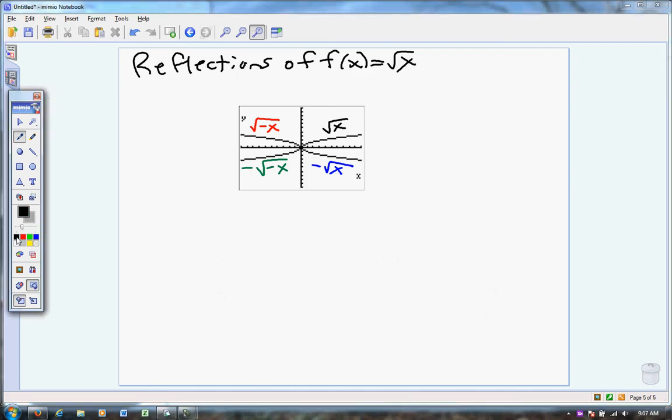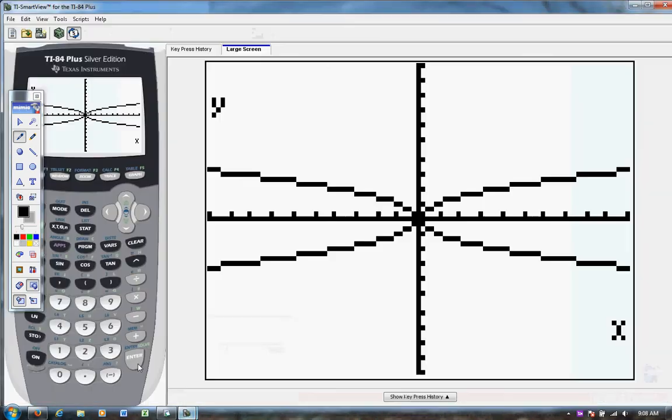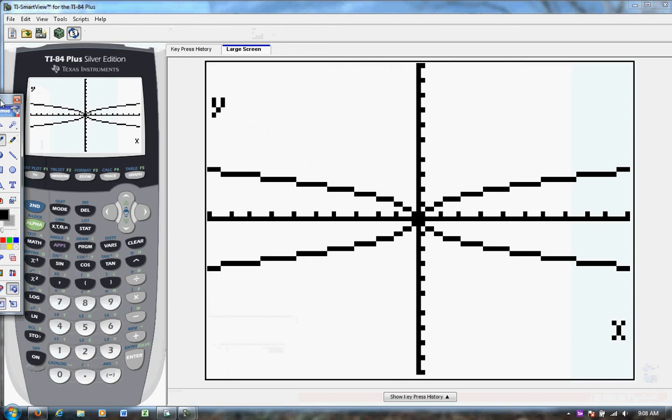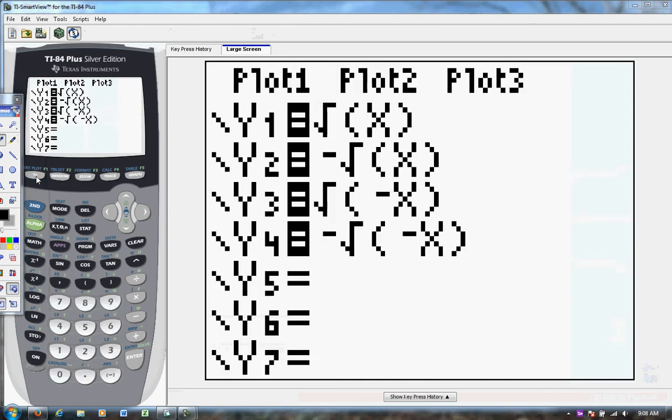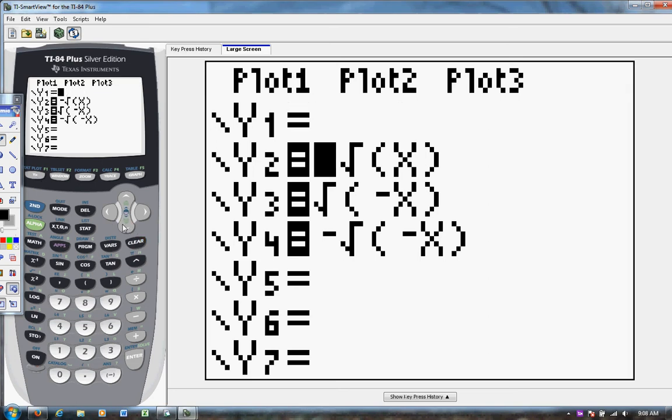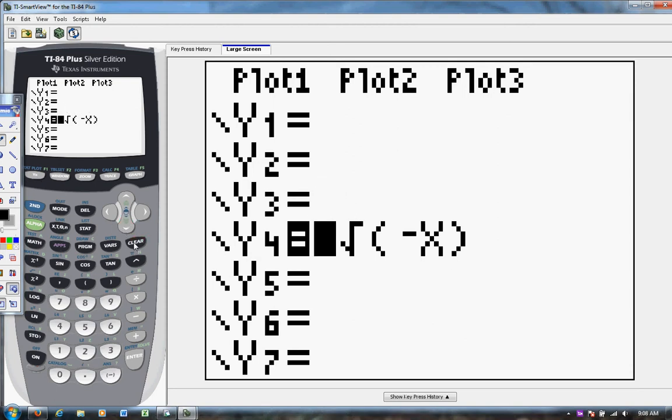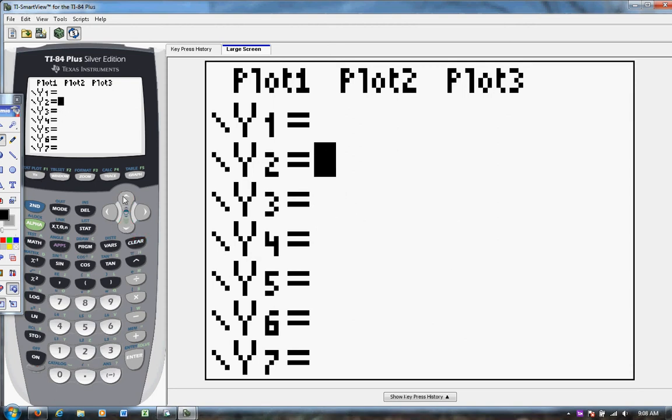What if, let's do this same little exercise now with a quadratic function. Okay, let's go back to our y equals and clear out all of this junk. Clear, clear, clear, and clear. We don't want to plot.